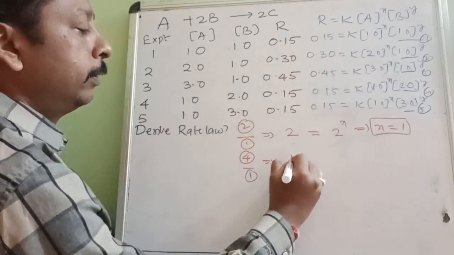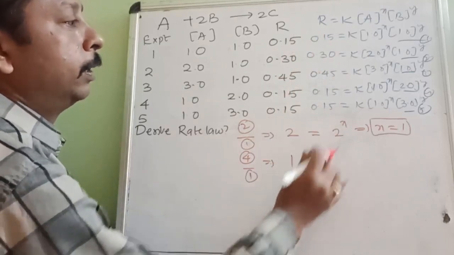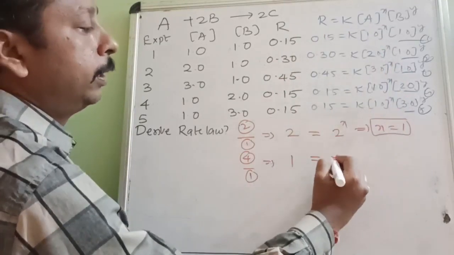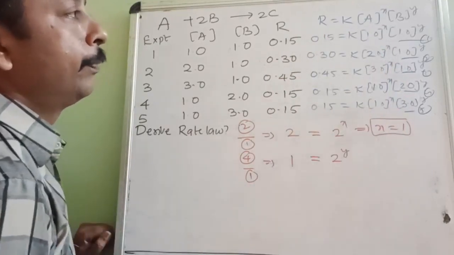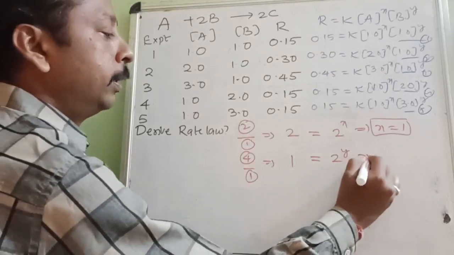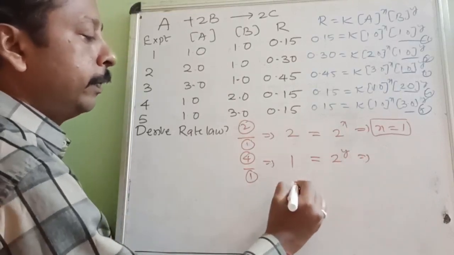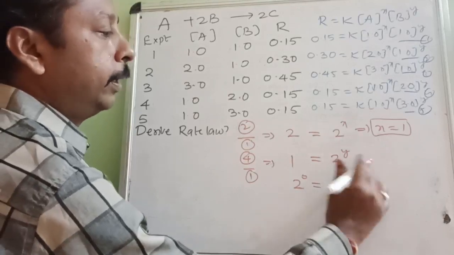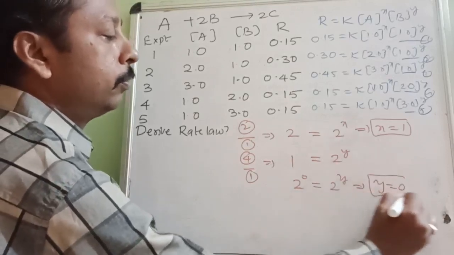0.15 divided by 0.15, then you will get 1. So k and k get cancelled, x and x get cancelled, but here it is 2 to the power of y. Okay, so how to make this? Just now we have made this 1 as what? 2 to the power of 0 is equal to 2 to the power of y. Therefore y is equal to 0.